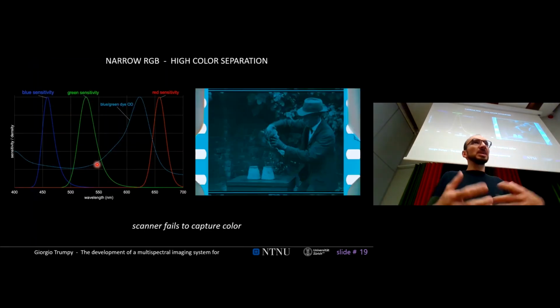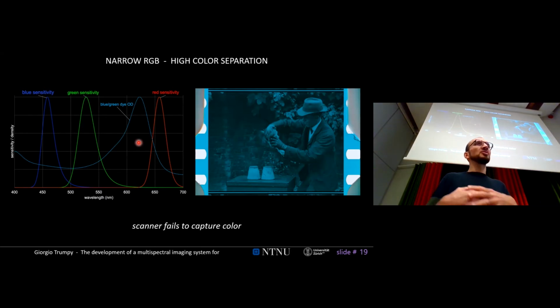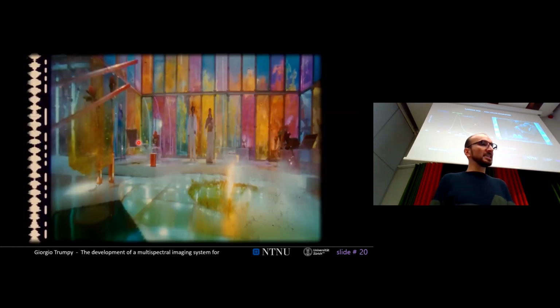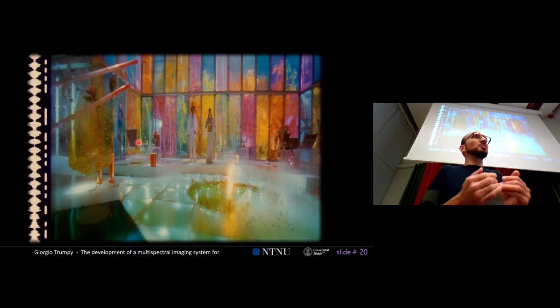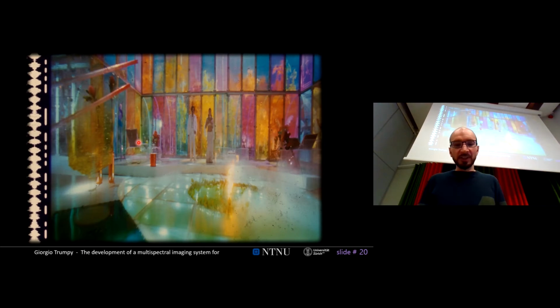This comes with many drawbacks. One of these is this blind spot, especially between the green and the red sensitivity, and sometimes some colors are just not detected because they are in this blind spot. Another problem is that if you capture a print and this print is good, is really what you want to reproduce, then you get colors that are too vivid.